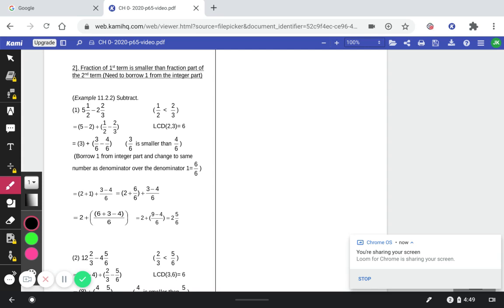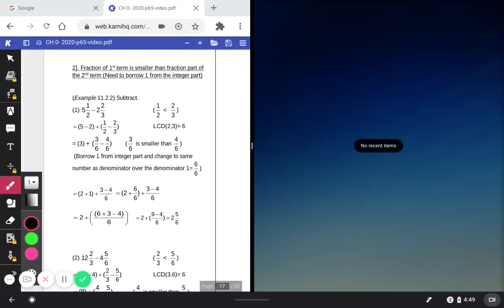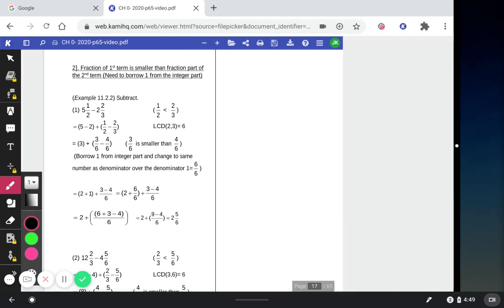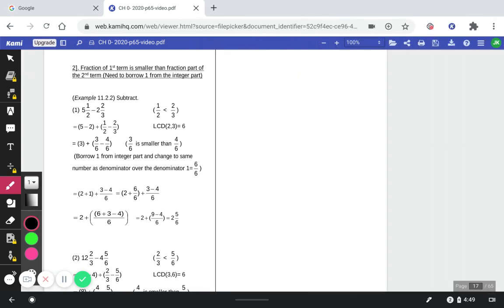Now this lesson is for the fraction. The first term's fraction part is smaller than the fraction part of the second term. So when you have 5 1/2 subtract 2 and 2/3, the second fraction is bigger than the first fraction.